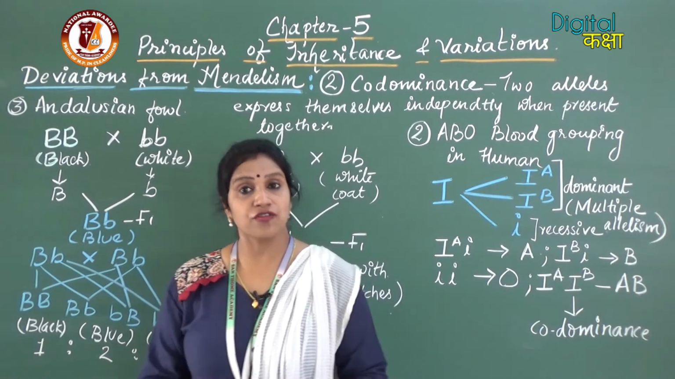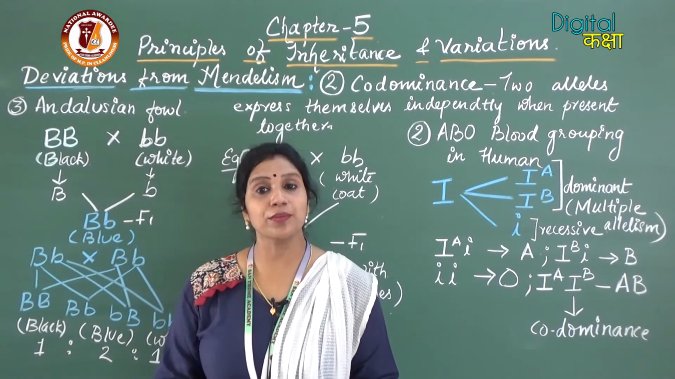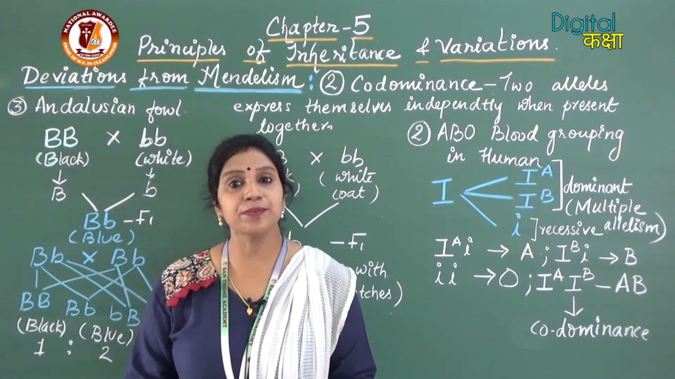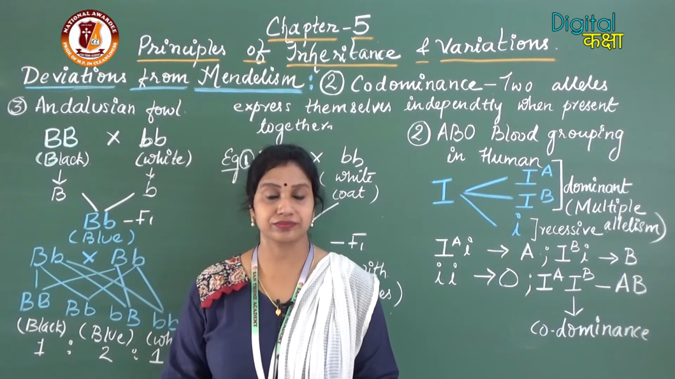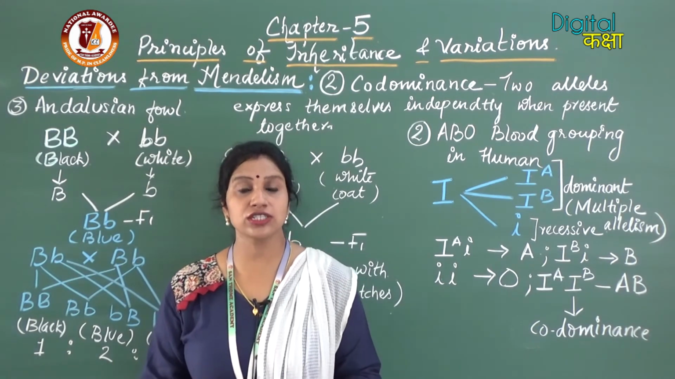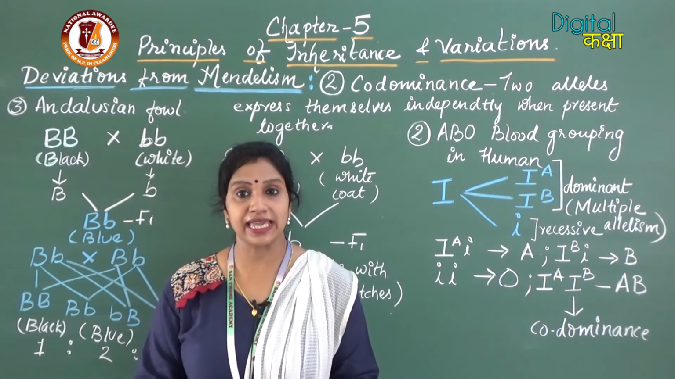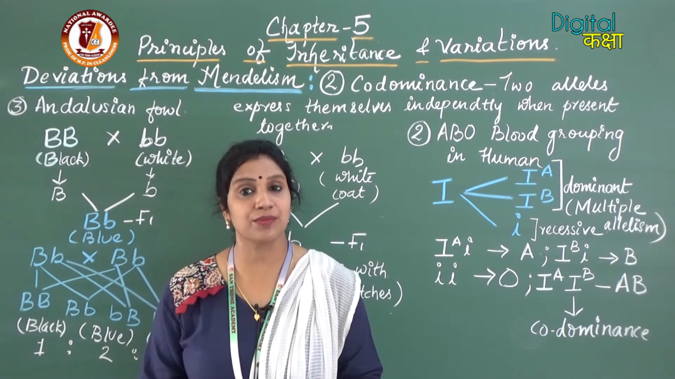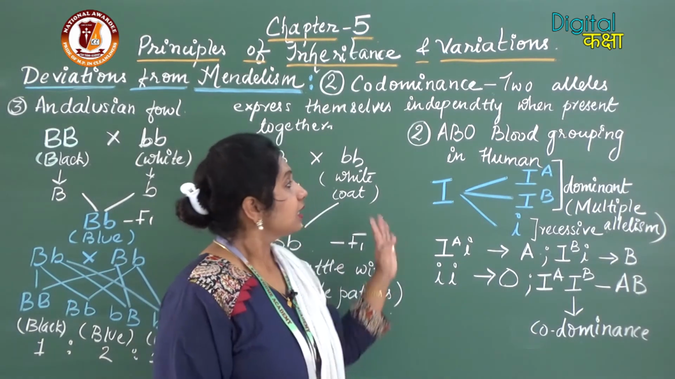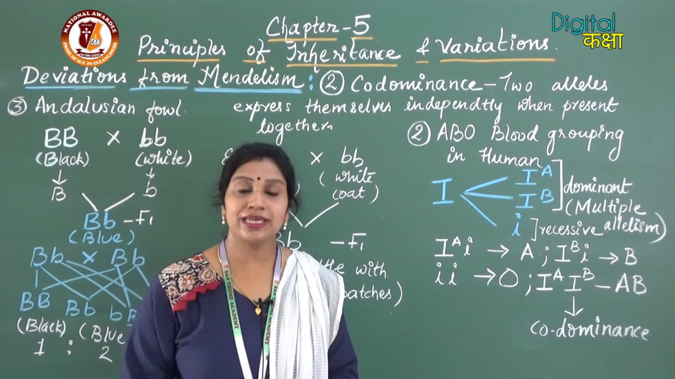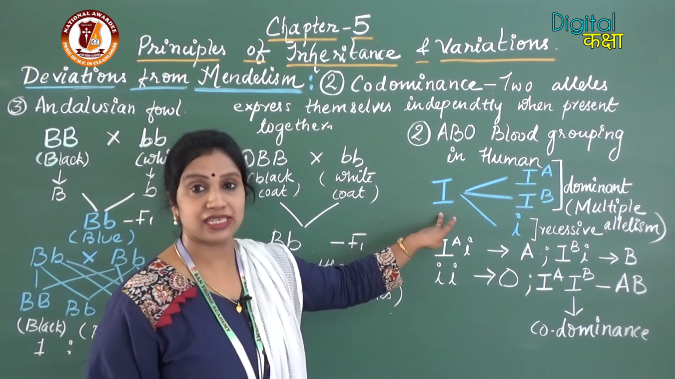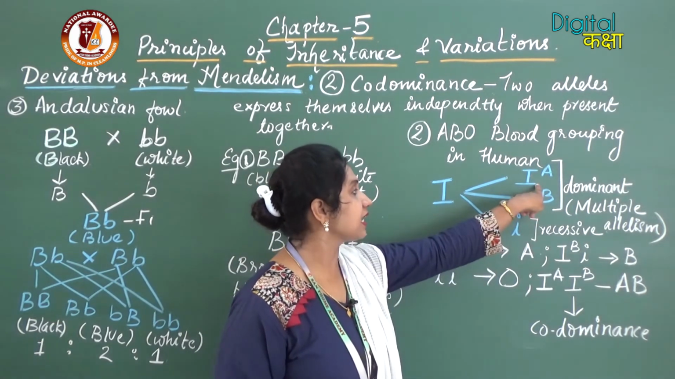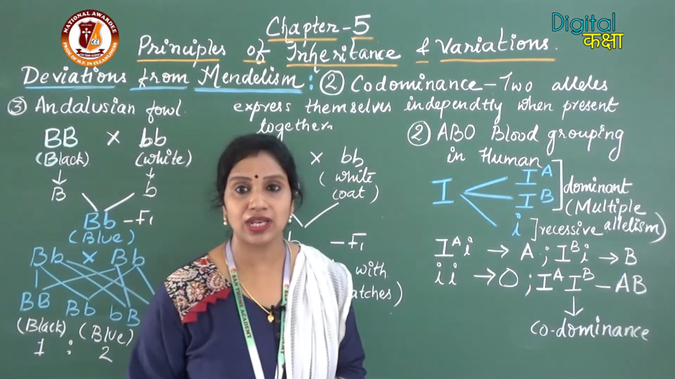Now in case of human beings also, codominance is seen. The most common example is the ABO blood grouping system. We all know that we have 4 types of blood groups, A, B, AB and O. Now let us learn something about the blood groups. The blood groups in human beings are coded by the gene I, and this gene I has 3 alleles, IA, IB and small i.